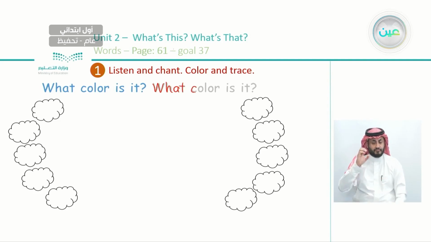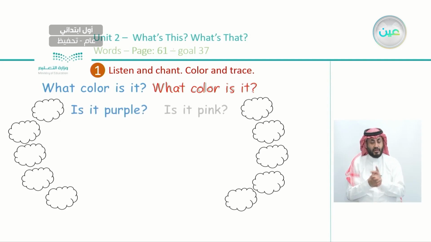Then we have color, C, O, L, O, R, is it? Then we have a question mark. Okay, so again, what color is it? What color is it? Is it purple? Is it pink? Okay, so let's trace.